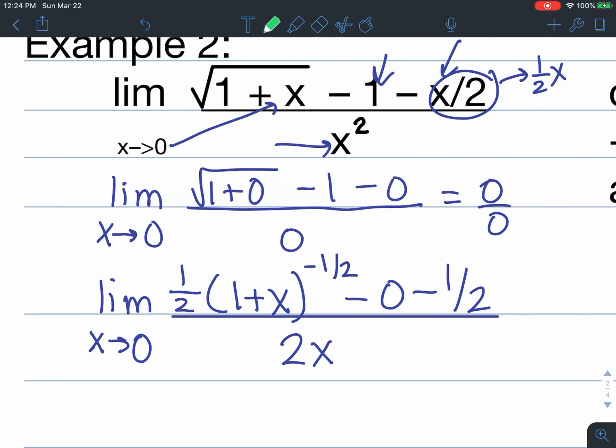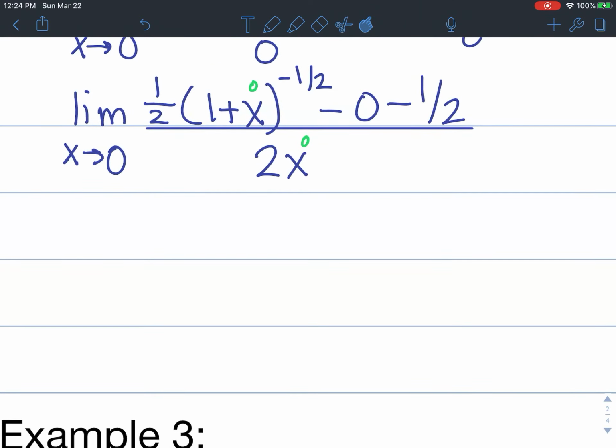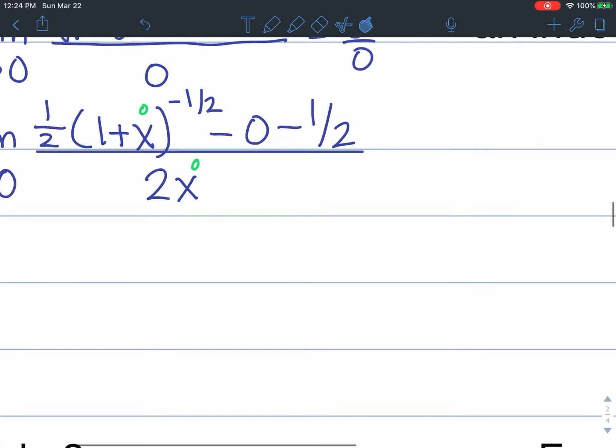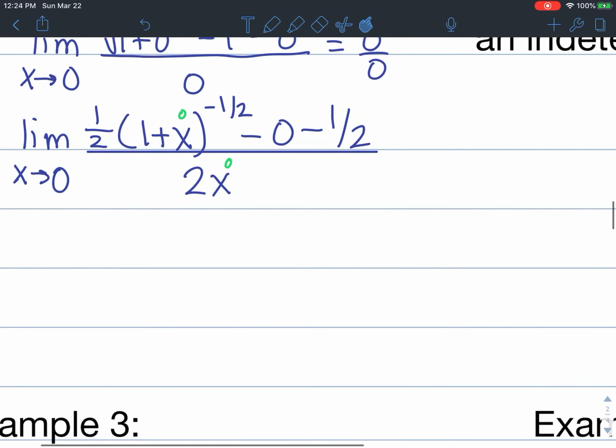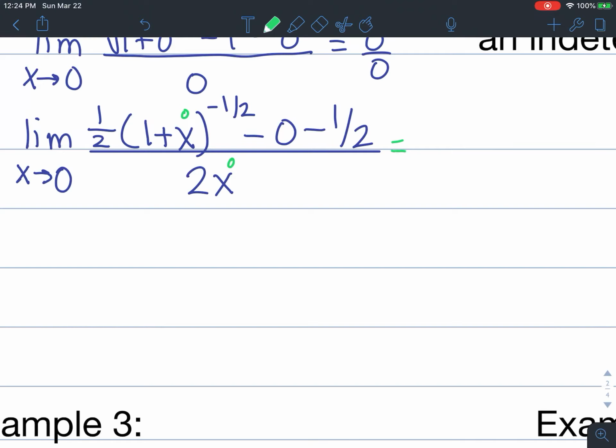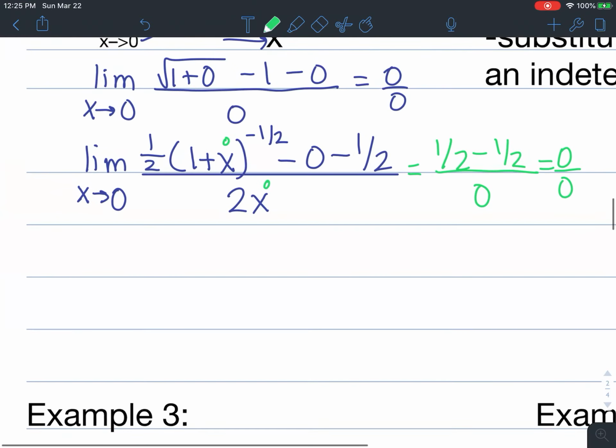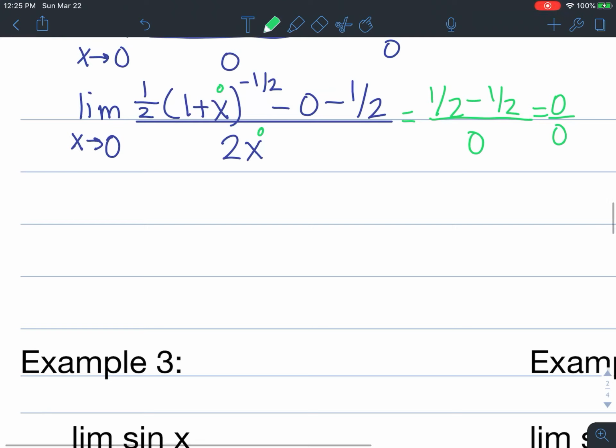Okay, so now we're going to plug the 0 back in, and we're going to see what happens. So we'll get 1 plus 0 to the negative 1/2, so that's still 1 to the negative 1/2, still 1, times 1/2 is 1/2 minus 1/2 over 0. See, I got 0 over 0 again, but that's okay because I can just apply L'Hopital's rule again.